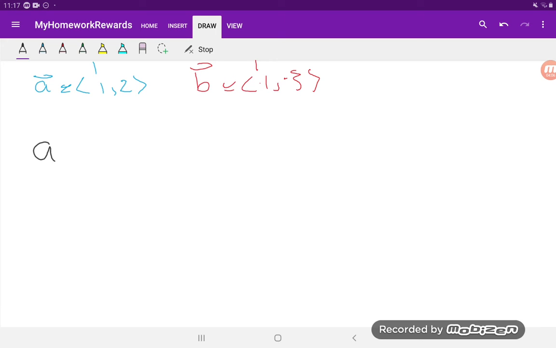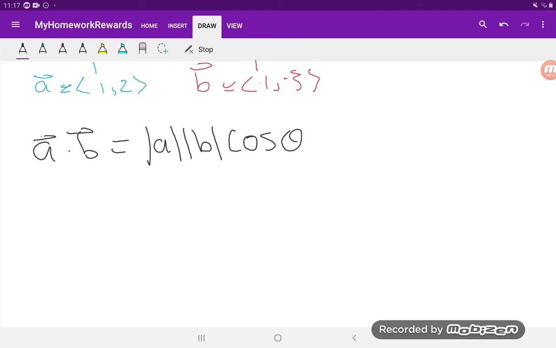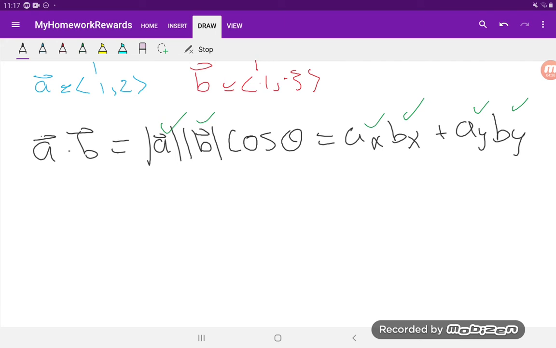So you might recall that A dot B is equal to the magnitude of A times the magnitude of B cos theta. It's also equal to ax times bx plus ay times by. So we can sort of go through here. We have all of these. These are all known. And we can find the magnitude of A and B. Just draw vector symbols on these. So that means we can solve for cos theta.